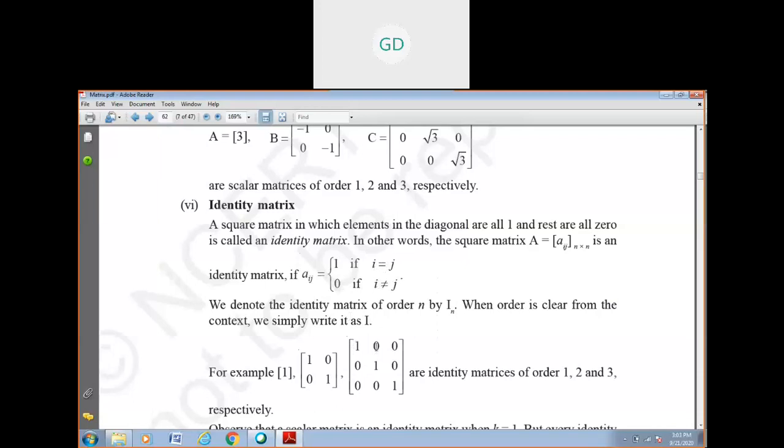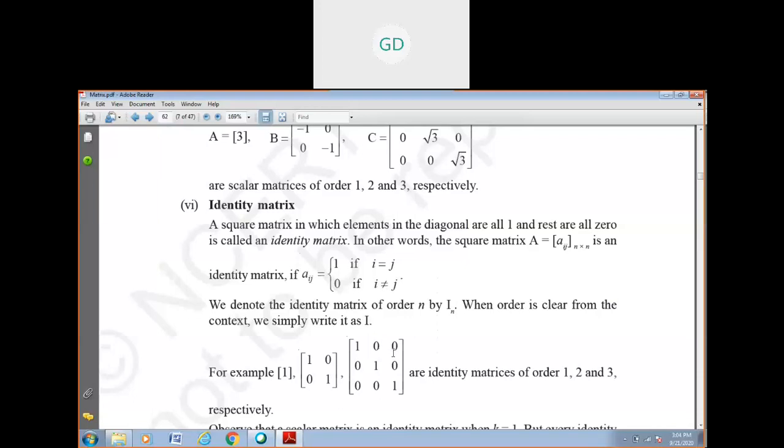If you observe this position, what is the position in terms of notation? A12. Why is it A12? It is lying in the first row and the second column. So its position is A12. That means i is equal to 1 and j equal to 2. That means the values of i and j are not equal. So as per the definition, the element must be 0. So that's why this is 0.